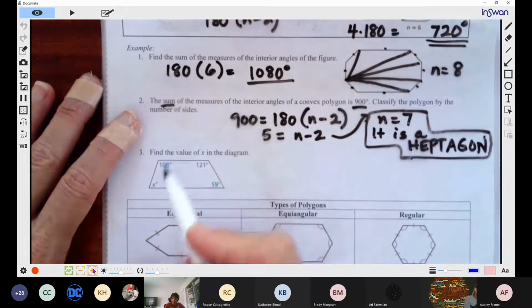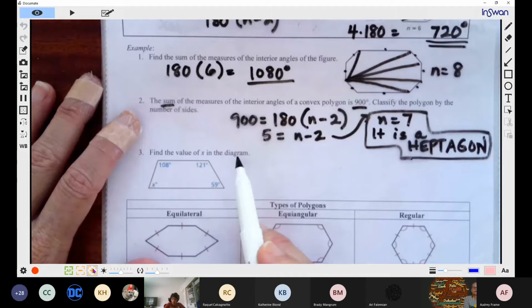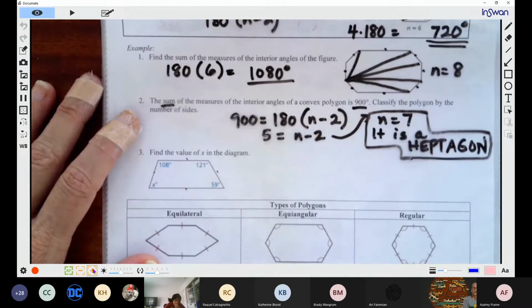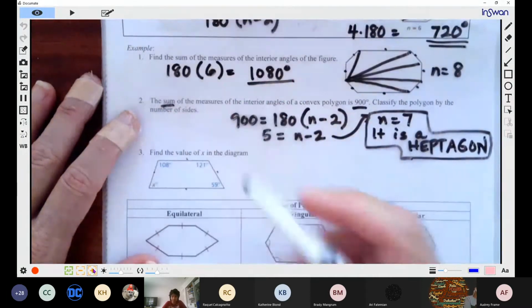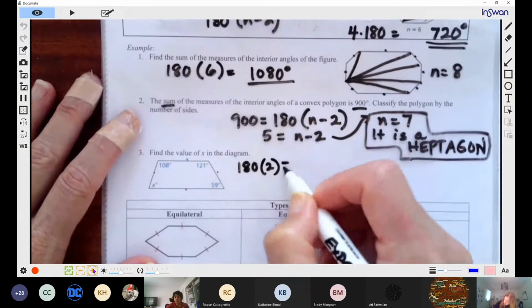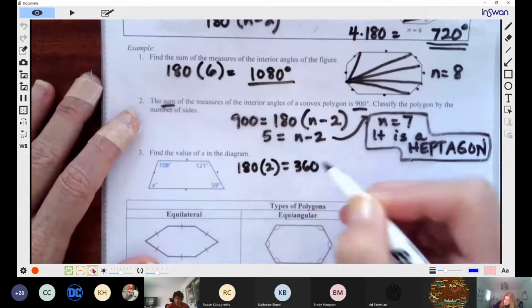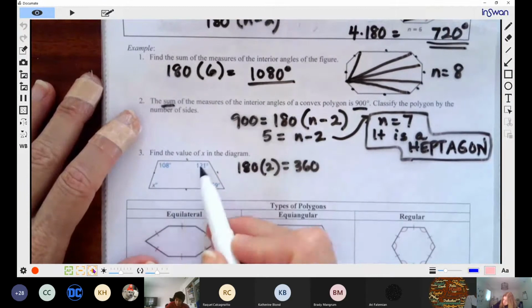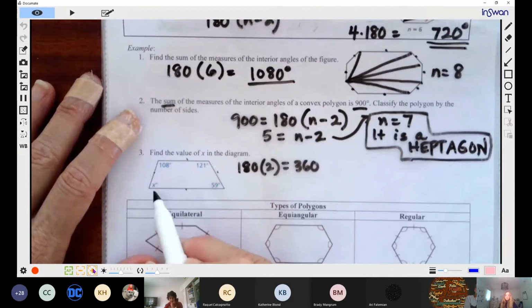All right, and then last, find the value of x. So this is where we look, this is 1, 2, 3, 4 sides. So 4 sides means the total is going to be 180 times 2. So it's going to have a total interior of 360. That means that if I add this, this, this, and this, I should get 360.